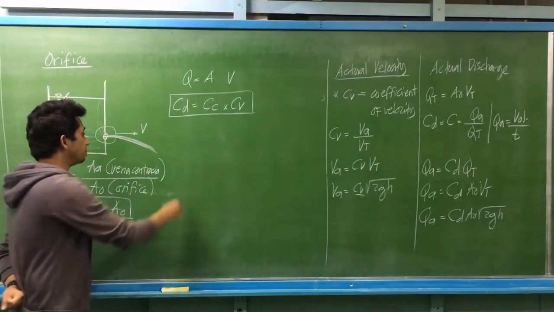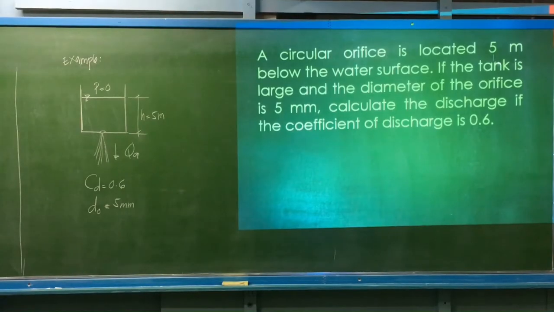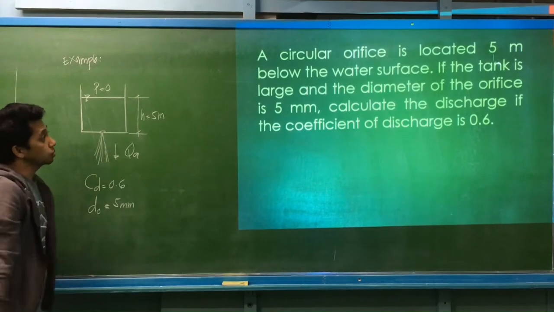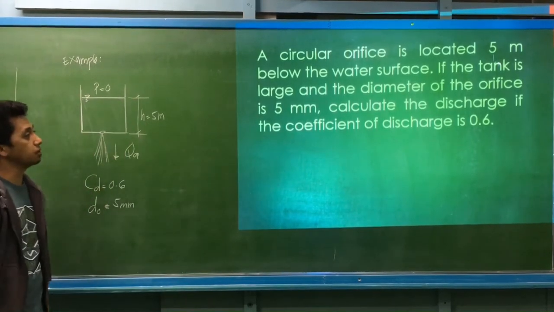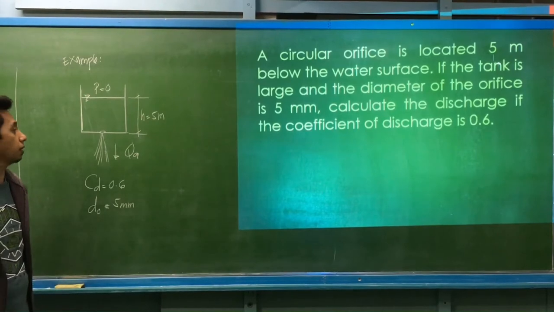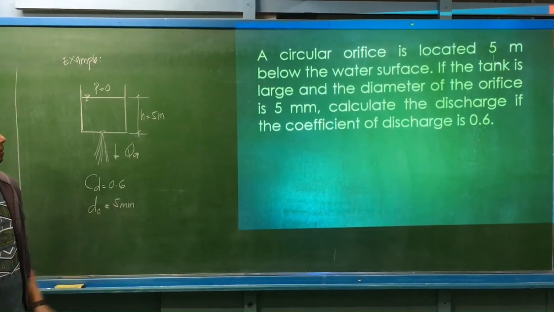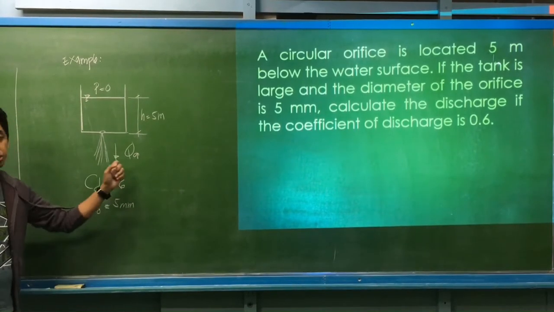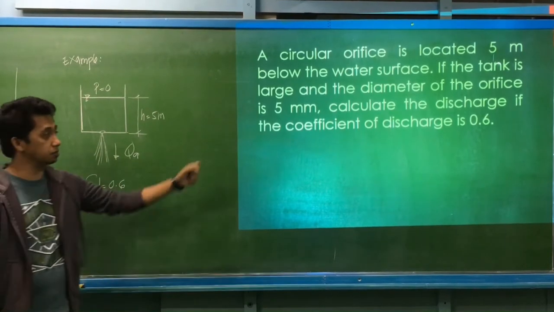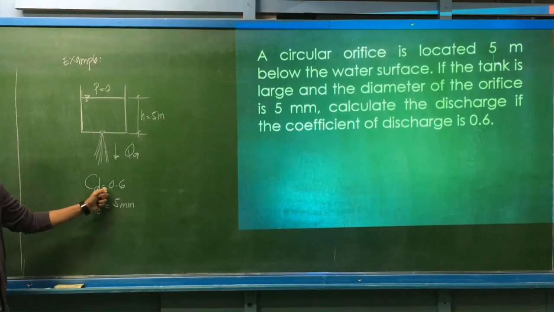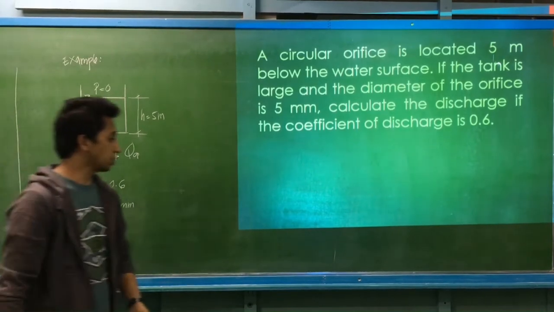So let's have an example. Let's have our first example under orifice. A circular orifice is located 5 meters below the water surface. If the tank is large and the diameter of the orifice is 5 millimeters, calculate the discharge. So we are looking for the actual flow rate. Why actual flow rate? For a reason, the coefficient of discharge is given, equal to 0.6.